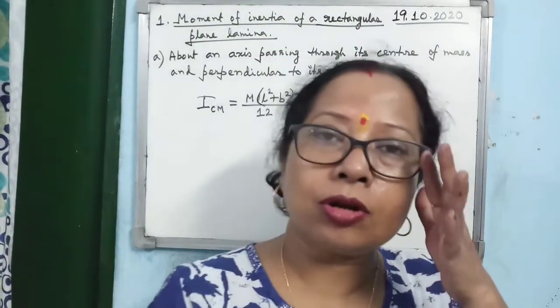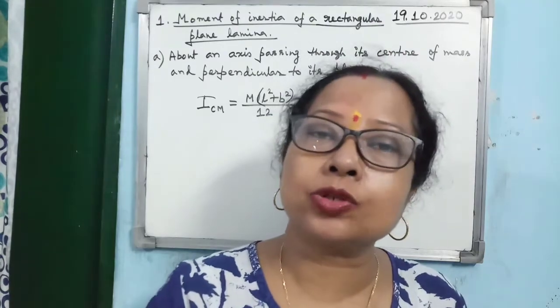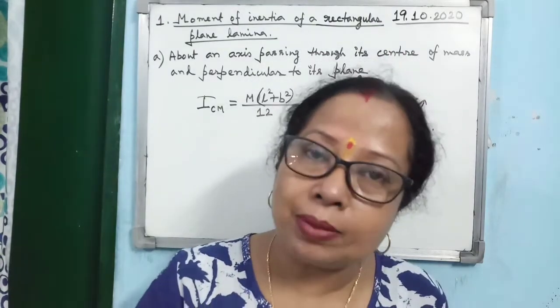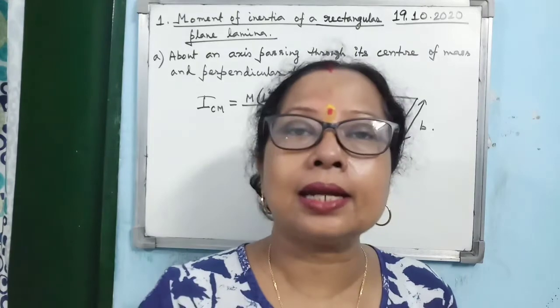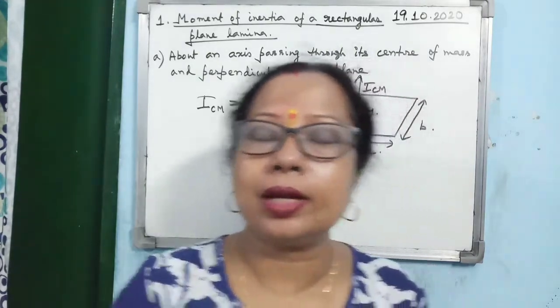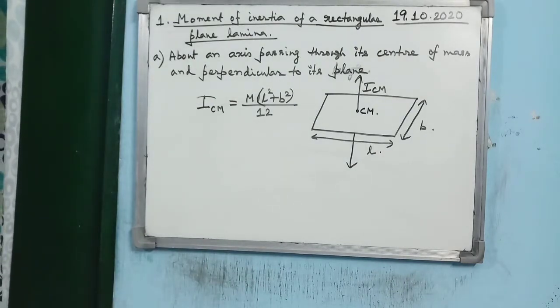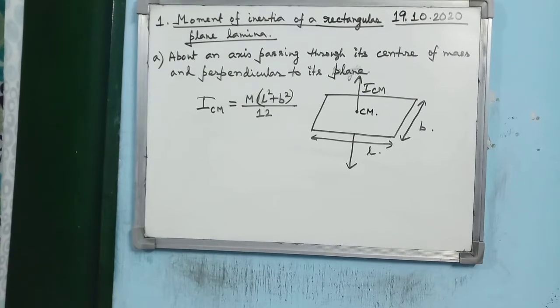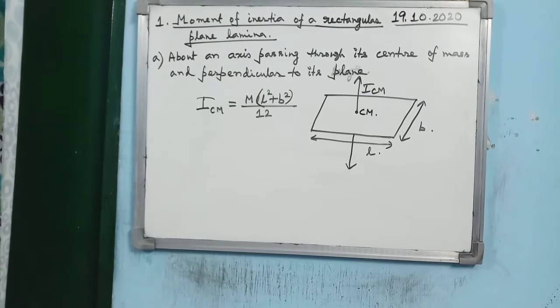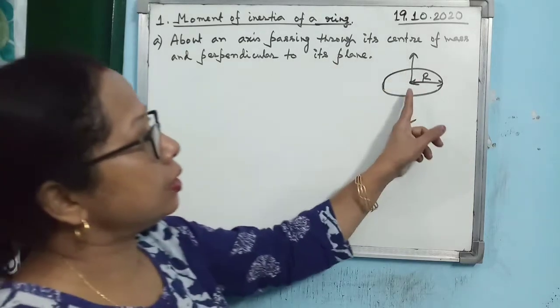For a rod, a thin rod, B is negligible. In that case, ICM was ML square by 12. And when it is a plain lamina, breadth is not negligible. In that case, it is M into L square plus B square within bracket divided by 12. So this is the basic information given. Then we can find out the moment of inertia about other axes using the perpendicular as well as parallel axis theorem.